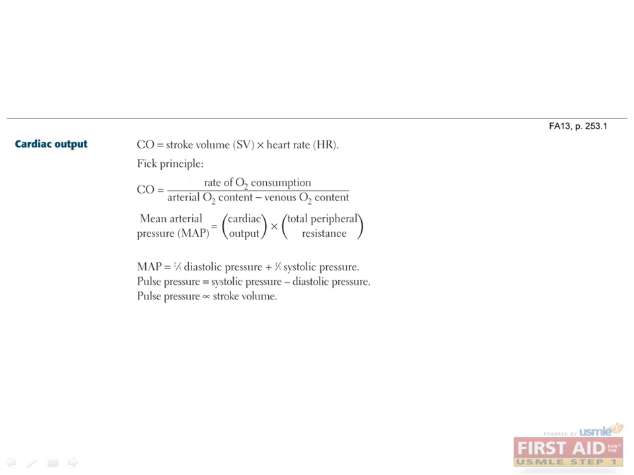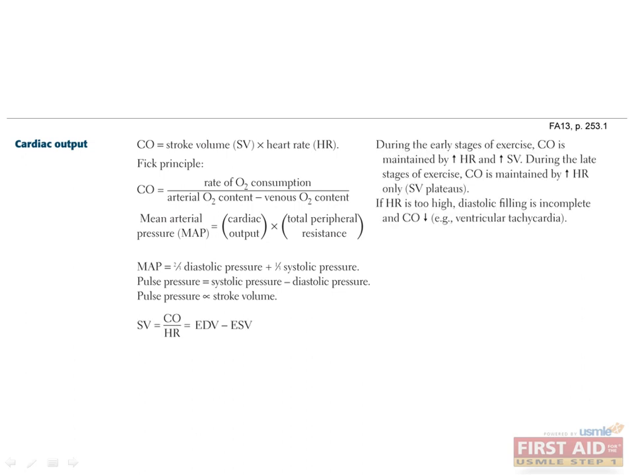Pulse pressure is defined as the difference between systolic and diastolic pressures. This is important because a high value, often called a wide pulse pressure, is associated with certain pathologies, the major one being aortic regurgitation. The pulse pressure is directly proportional to stroke volume.